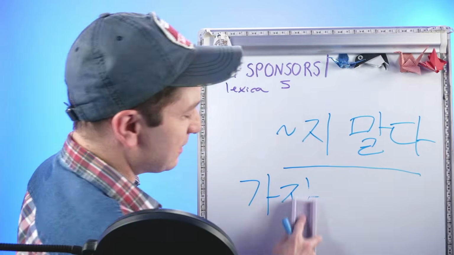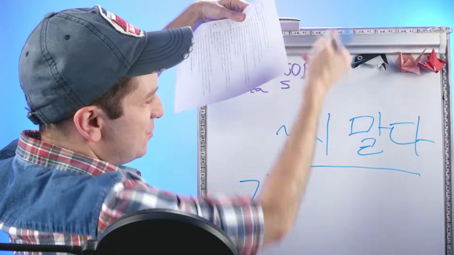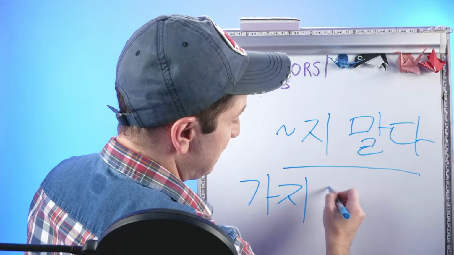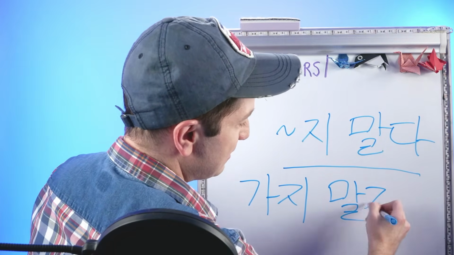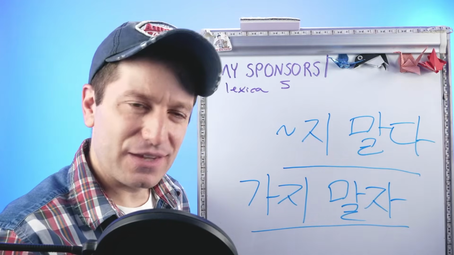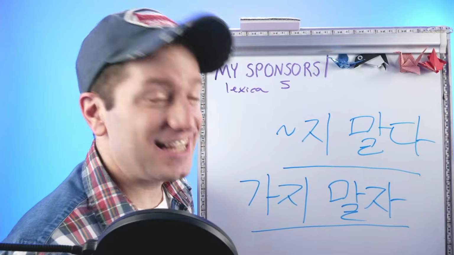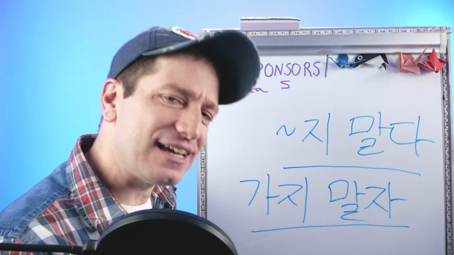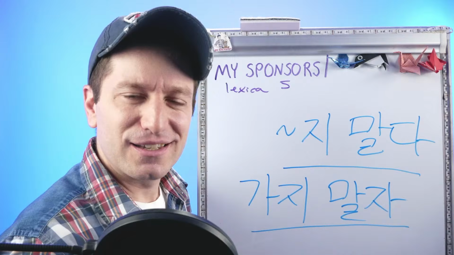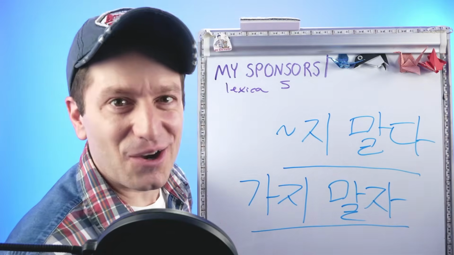But if you wanted to say let's not go, you would attach this form, 가지 말, and then 자. So 가지 말자, let's not go. If someone says 가자, 가지 말자, let's not go, and say that we did, or say that we didn't, which is the correct one? I can't remember. 가지 말자, let's not go.